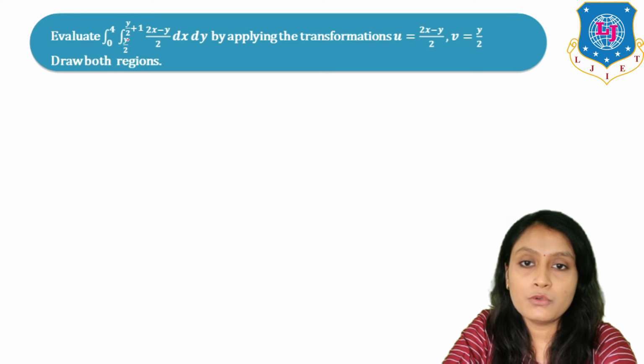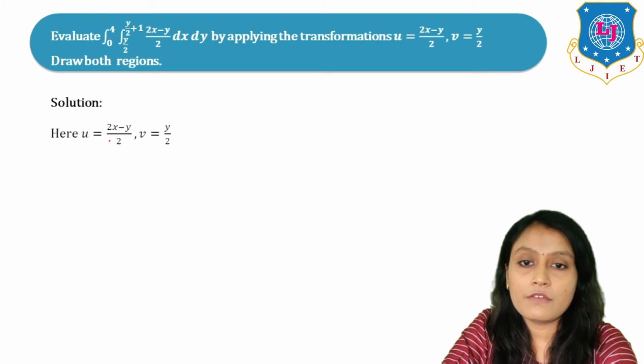Evaluate the integration y from 0 to 4, x from y by 2 to y by 2 plus 1, of 2x minus y upon 2, dx dy, by applying the transformation u is equal to 2x minus y upon 2, v is equal to y by 2, and we have to draw both the regions. So let's begin with the solution.